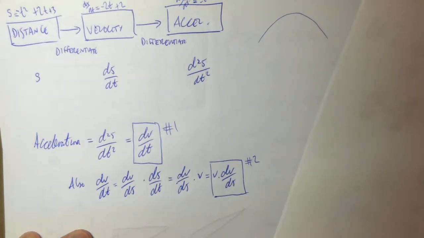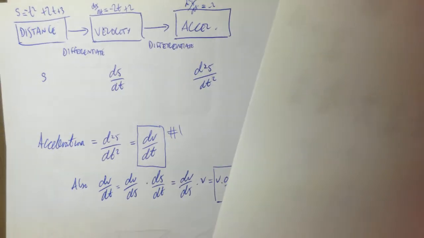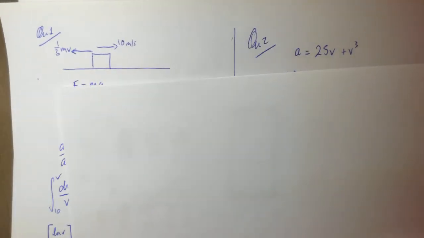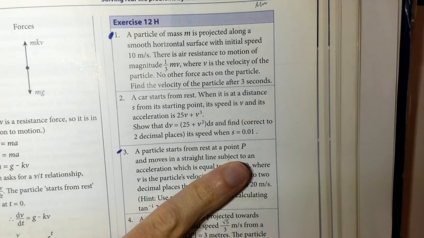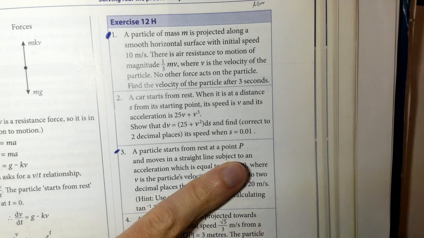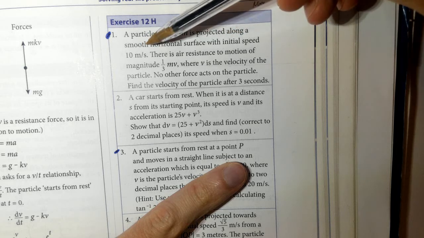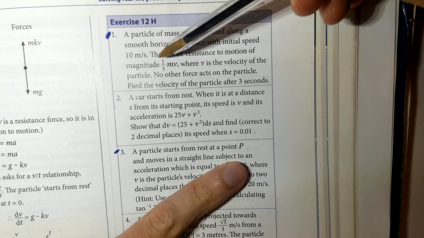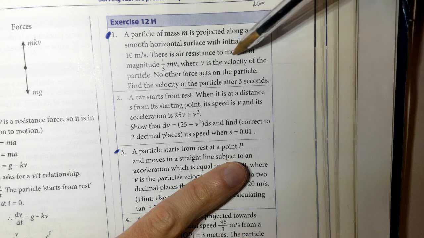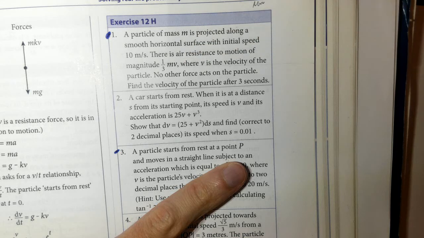Now I've done an example, well no, there's examples in the textbook, and I've done question 1 there on page 215 if you want to, let's read through it now. Okay, a particle, so we're back to this language that we're used to with moving particles, linear motion, etc. A particle of mass m is projected along a smooth horizontal surface with initial speed 10 meters per second. There is air resistance to motion of 1/3 mv, where v is the velocity of the particle. No other force acts on the particle.